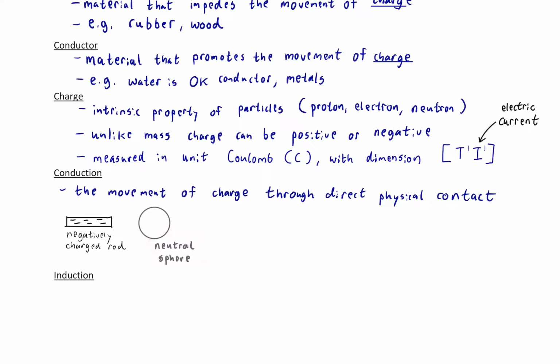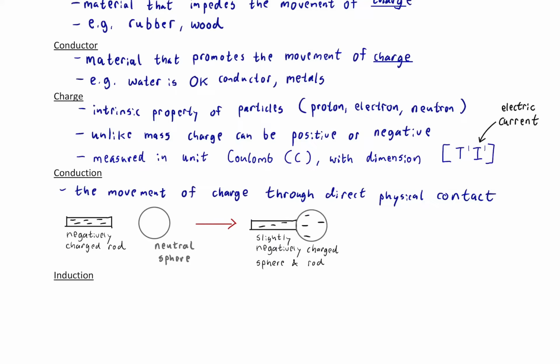Then we have a neutral sphere. Okay? It doesn't have an excess of electrons or protons. Maybe it has an equal balance of the two. Okay? Because it probably isn't just devoid of anything, right? There's probably some particles that compose the sphere. So neutral really means equal amounts, right? Rather than nothing. Then we're going to bring the negative charged rod into contact with the neutral sphere.